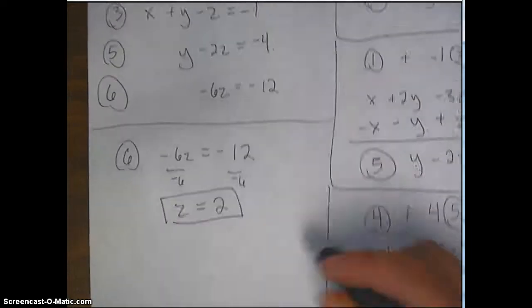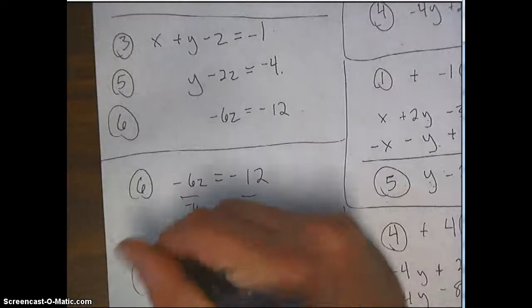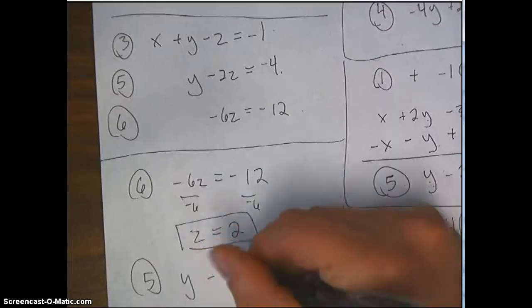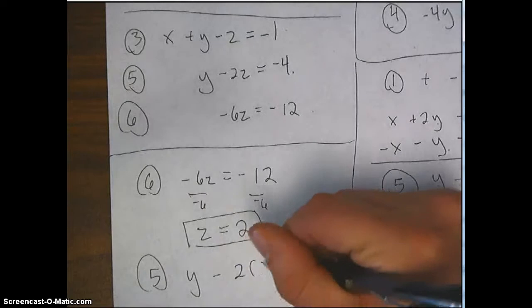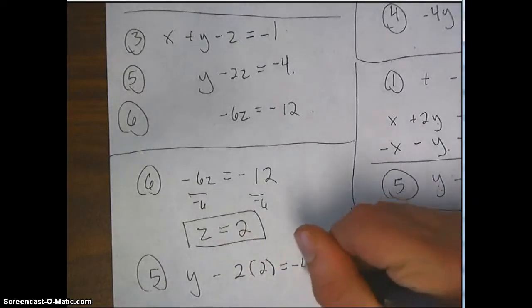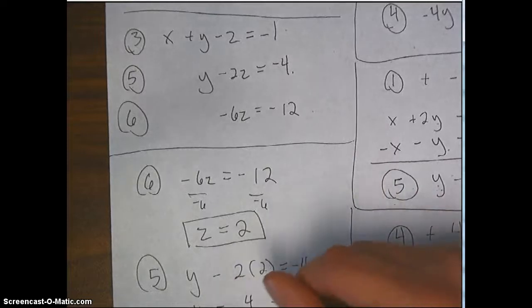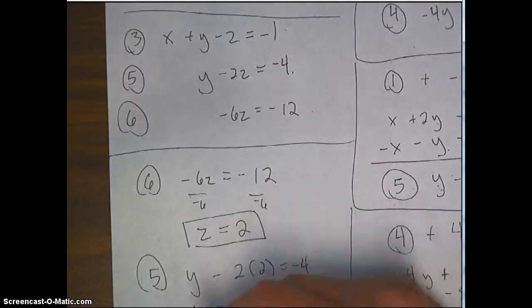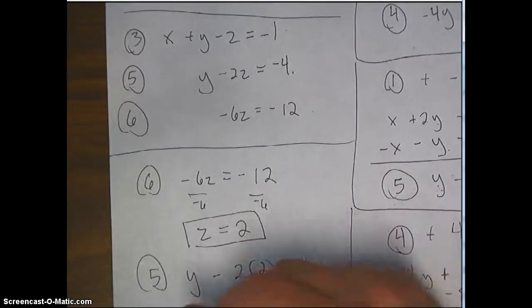All right, so we're starting from the bottom, working our way up. So the next equation is number 5. Y minus 2z, but now I know what z is. Z is 2. I'm just going to plug in a 2 for z. Y minus 2z equals negative 4. So y minus 2 times 2 is 4 equals negative 4. Add 4 to both sides. Y equals 0.